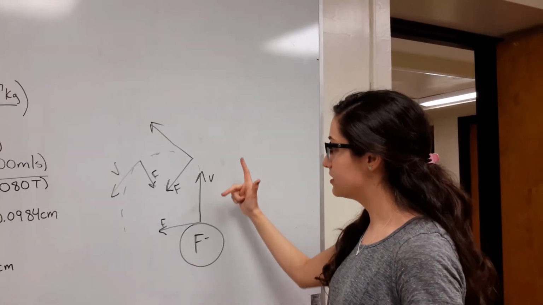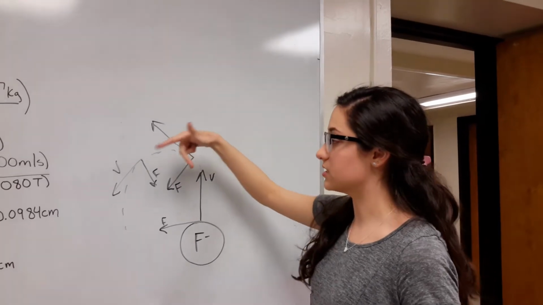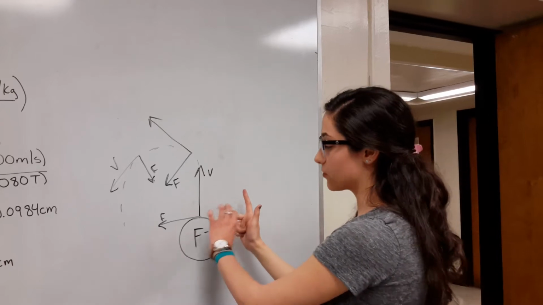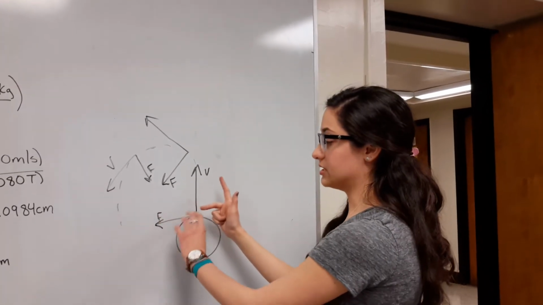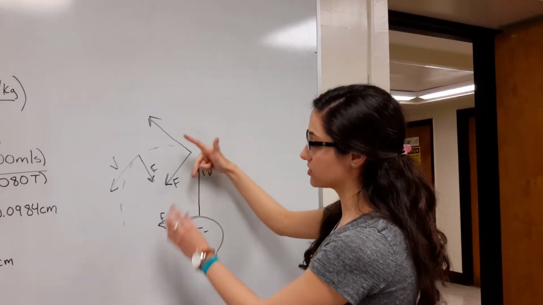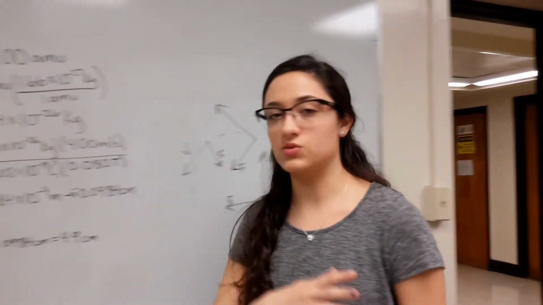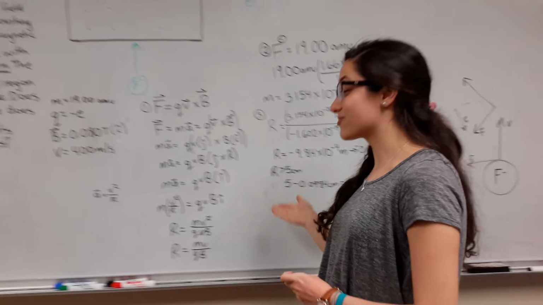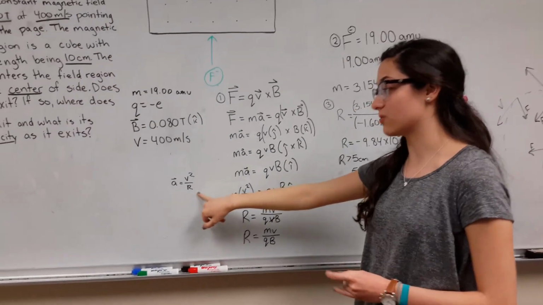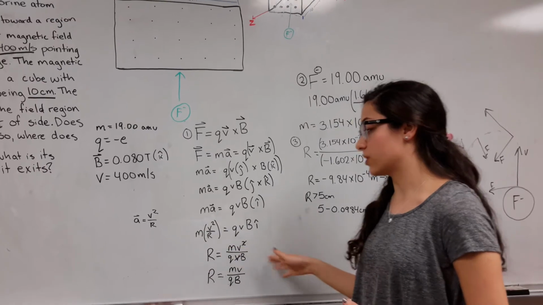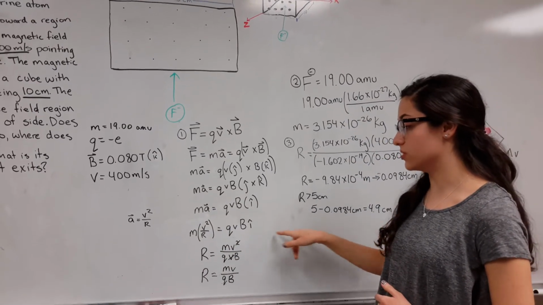So there you can see that no matter where your velocity is, your force is always going to be perpendicular to that. And because the force is pulling the ion in this way, it turns into circular motion. Then we know from physics 1 that acceleration in a circle is v squared over r. So we can just plug that right into our equation. So we get mv squared over r equals qvb i hat.